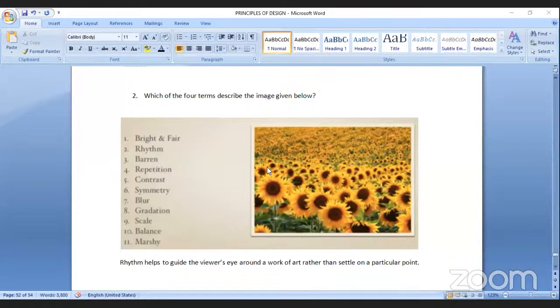Marshy is what? Wetland, right? It doesn't look like it, at least in the image, it's not marshy. Maybe at the bottom. Practically it's marshy, right? But in the image, it is not showing that. If they had shown the whole plant image from root to top and it was showing wetland, then we could say marsh.